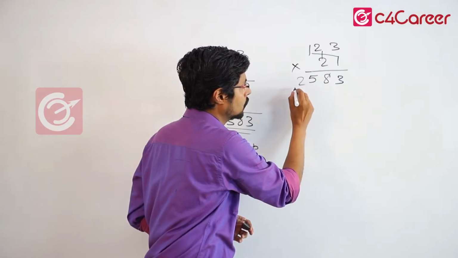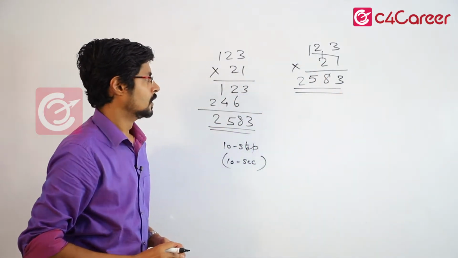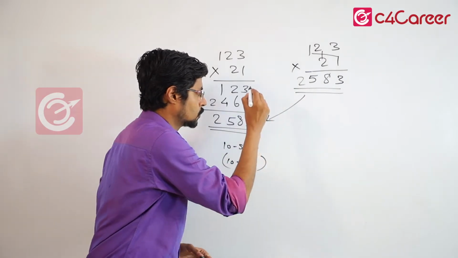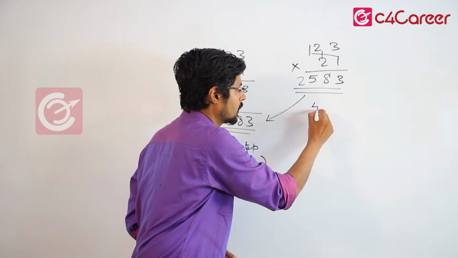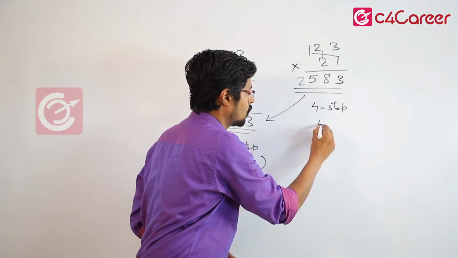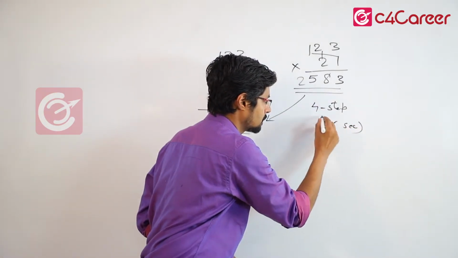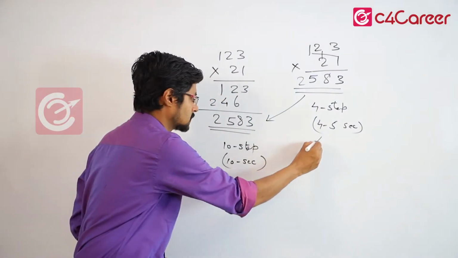2 into 1 is equal to 2. So you can see we get the same answer, 2, 5, 8, 3. How many steps here? 1, 2, 3, 4. So we have 4 steps. So normally this can be done in 4 to 5 seconds. So you can see the difference.